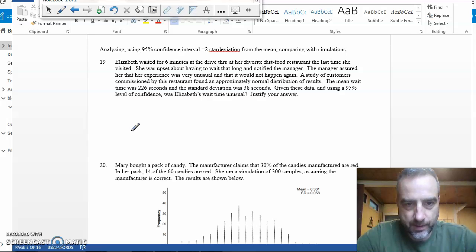So what we're going to do here is take 226, that's going to be our middle. We're going to add and subtract 2 standard deviations, and we're going to see if 6 minutes is within that. If it is, then that could be a common occurrence and the manager could be lying. If that is outside of the 95%, then we're going to say yes, he's right, that is unusual, but obviously 5% of the time that's going to happen, which is pretty rare. So if she comes back again, it's very rare she'll have to wait that long. So let's do the work and check back in.